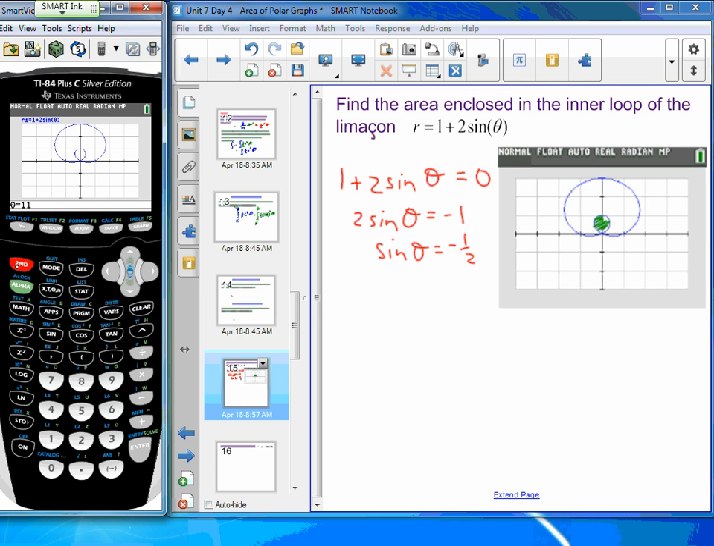11 pi over 6, let's check. 11 pi over 6. I want to sit next to Danny when I take the EP. And by golly, there's our 0, 0 again. You guys get that? See what I'm saying?